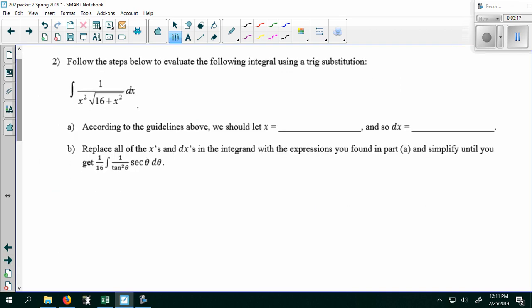Okay, so this one, we've broken the steps down to help you through it. According to the guidelines, we should let x be 4 tangent theta, because there's a plus here, which means we should use tangent. Okay, so that means that dx is 4 secant squared theta d theta.